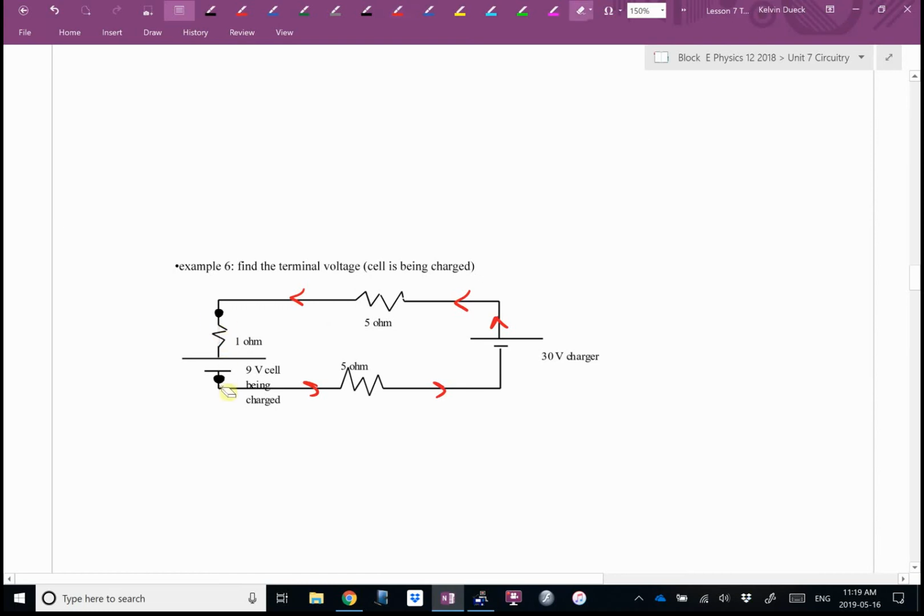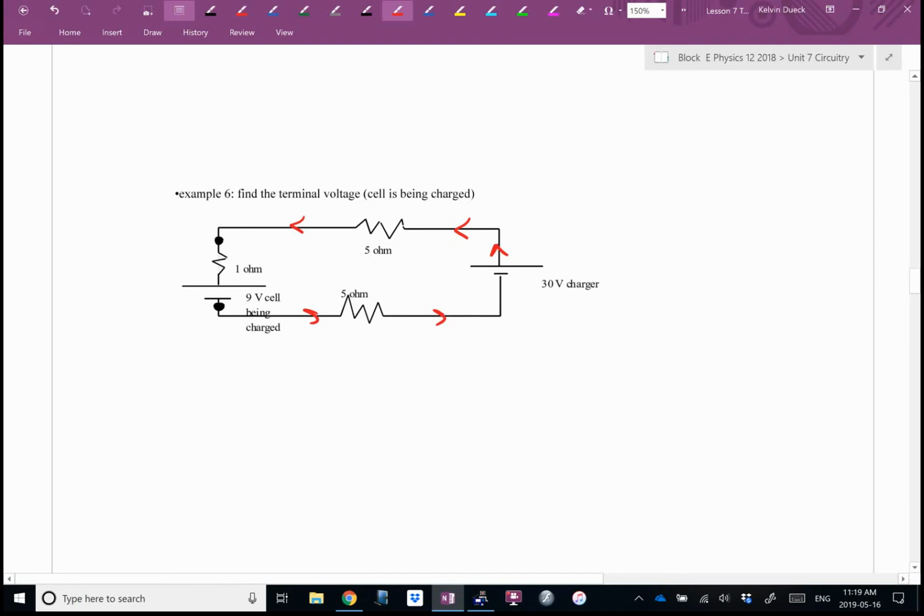It wants me to find the terminal voltage. I'll get to that at the very end. First, what's R total? Yep, 11. What's V total? Careful, it's not 30, it's not 9. What's the net voltage here in this circuit? 21. Because we gain 30 and lose 9 going backwards through the chairlift.